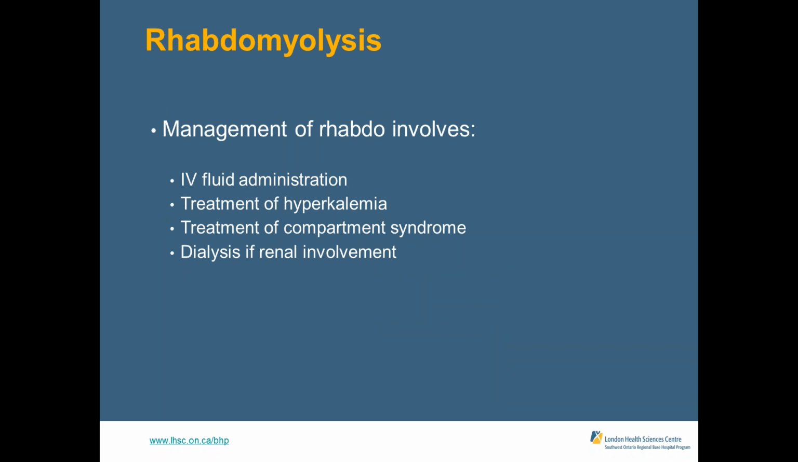So with this, we also manage this with lots of IV fluids. We're going to treat their potassium if we get their labs back, or if we see ECG changes, or just something we suspect, we can start proactively treating that. These patients might also present with compartment syndrome in a limb if they've had some injury there, and then later on they might need dialysis if their potassium levels are very high, and if their kidneys have been involved in their renal failure.